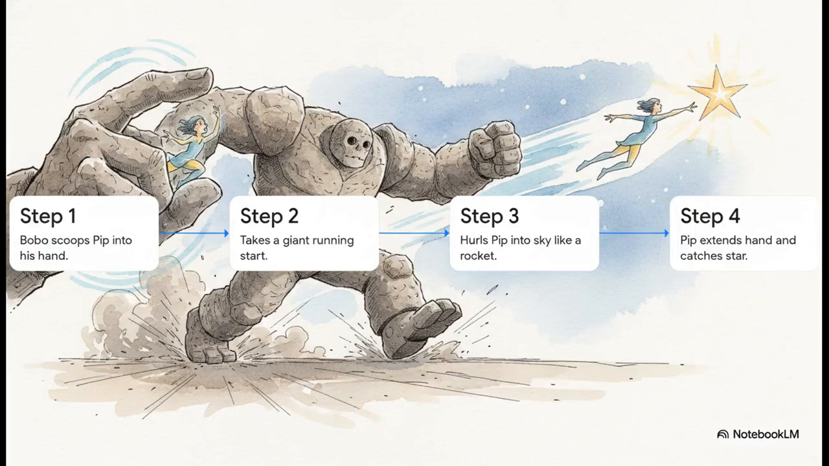This script beautifully breaks down their incredible teamwork into a clear, step-by-step procedure. Step 1, Bobo scoops up Pip in his massive stone hand. Step 2, Bobo takes a giant running start, literally shaking the ground beneath them. Step 3, Bobo's raw power hurls Pip into the sky like a rocket. And finally, Step 4, Pip uses his precision, spinning gracefully, extending his hand with sheer determination and catching the star just as it's about to fade out. It is raw power and exact precision united flawlessly.